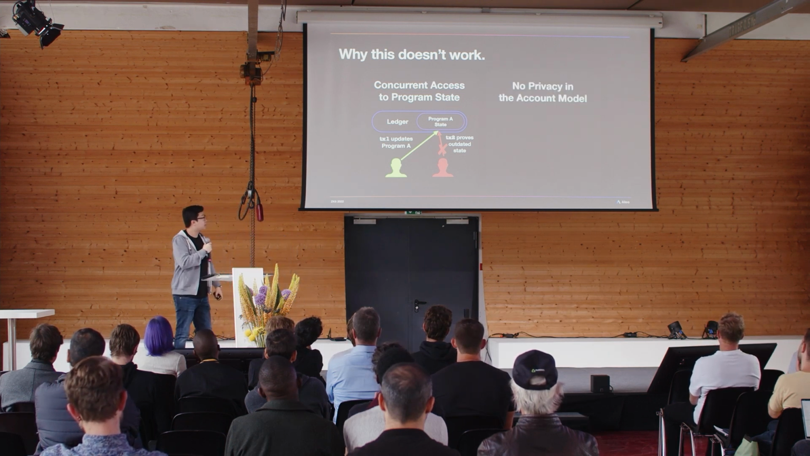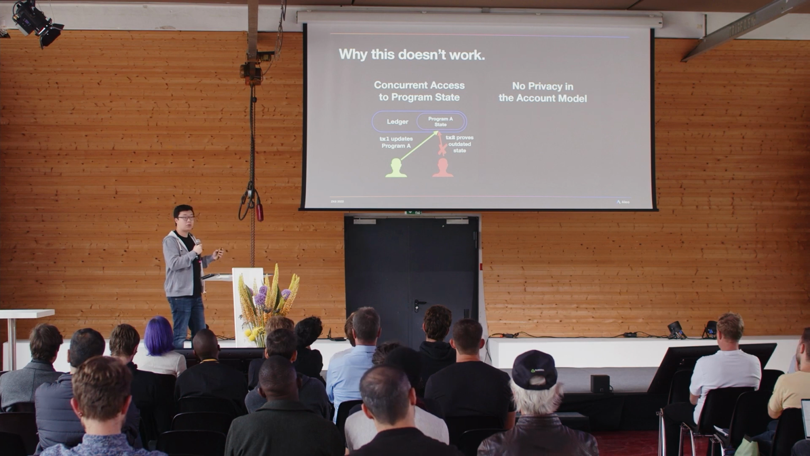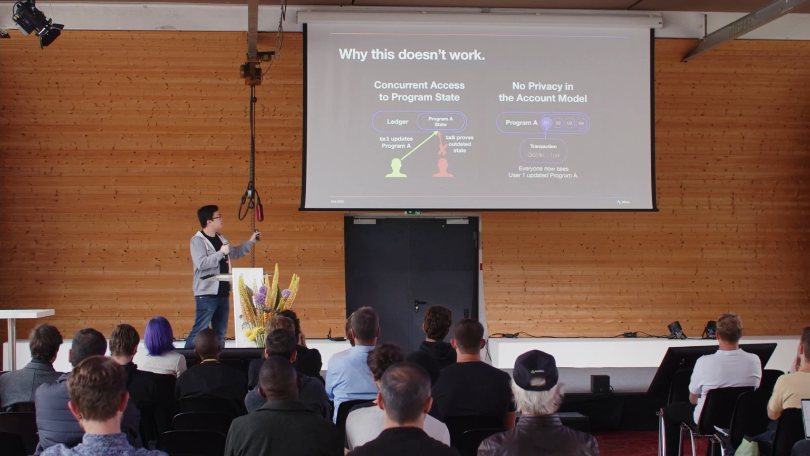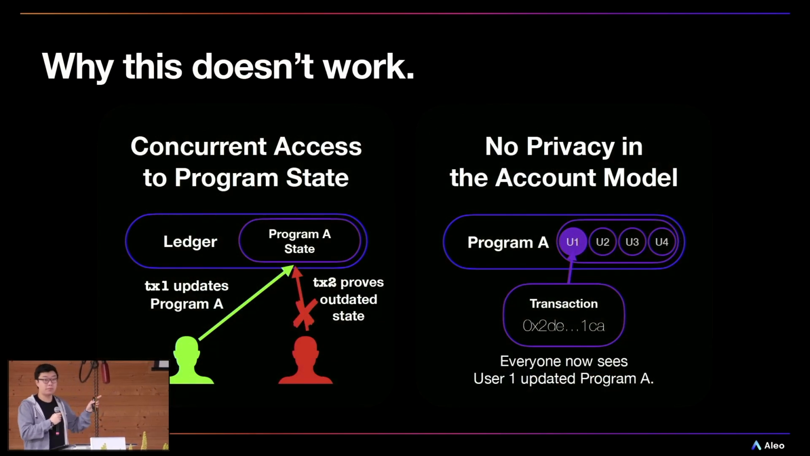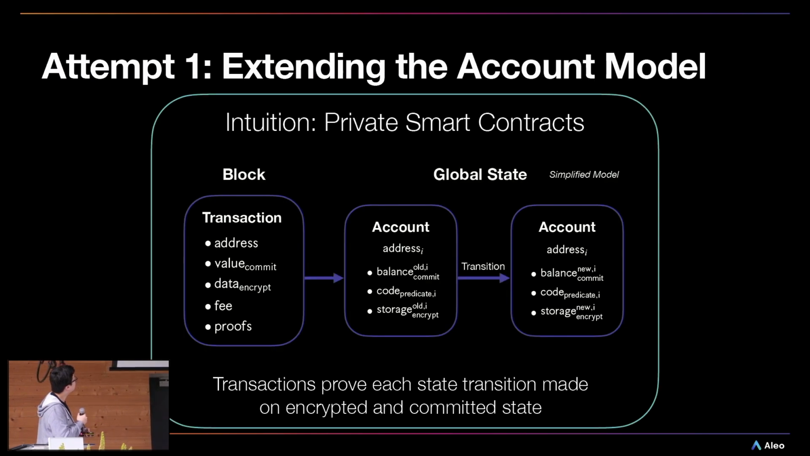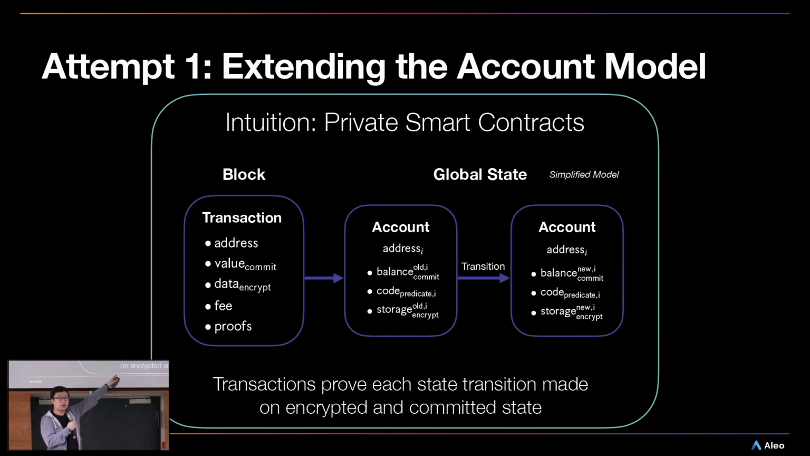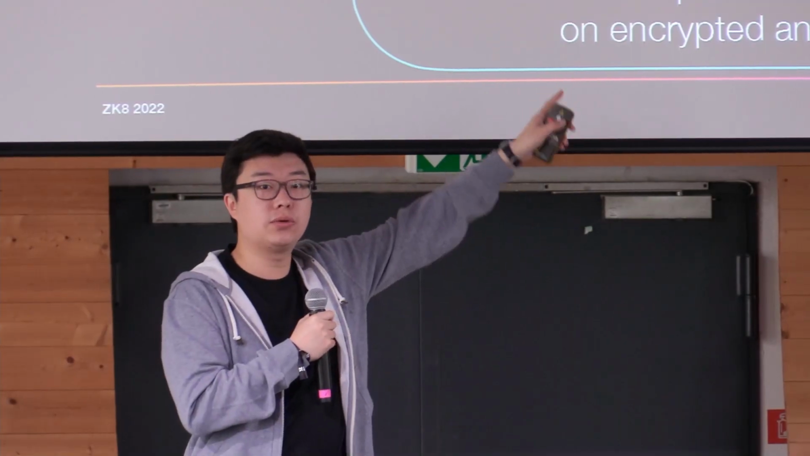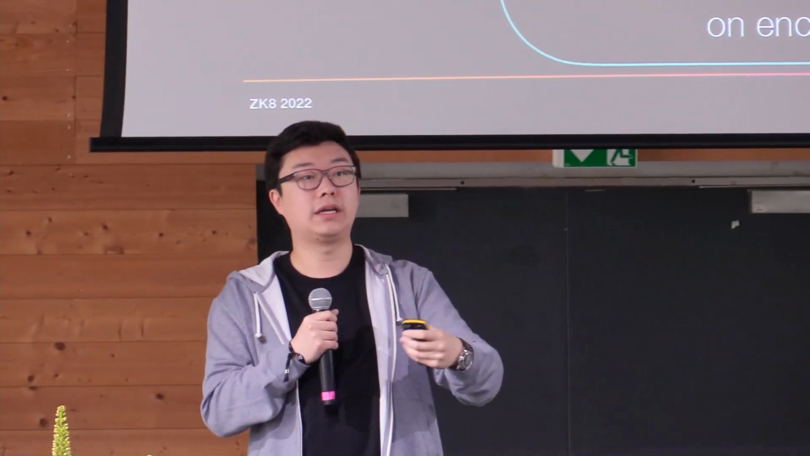The second issue is that we still don't have full privacy in this account model. Why? Because everyone can see that user 1 updated program A. And the reason for that is, if we go back just a few slides, the transaction still reveals the address, not only the address of the user, but the contract address that you're referring to.